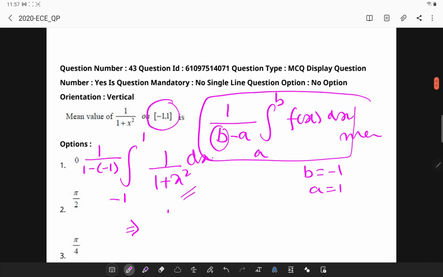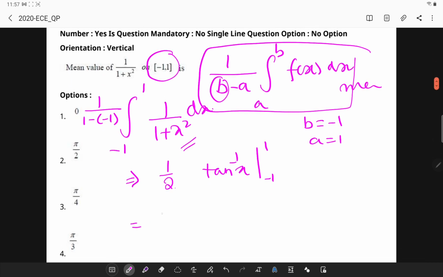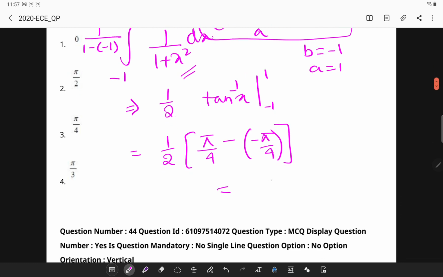So simply I will have 1 by 2 into integral 1 by 1 plus x square, which is tan inverse x with limits 1 and minus 1. So I will be having 1 by 2 into tan inverse 1 is pi by 4 and tan inverse minus 1 is minus pi by 4. So this will become 1 by 2 into pi by 2, or I simply have the answer as pi by 4.